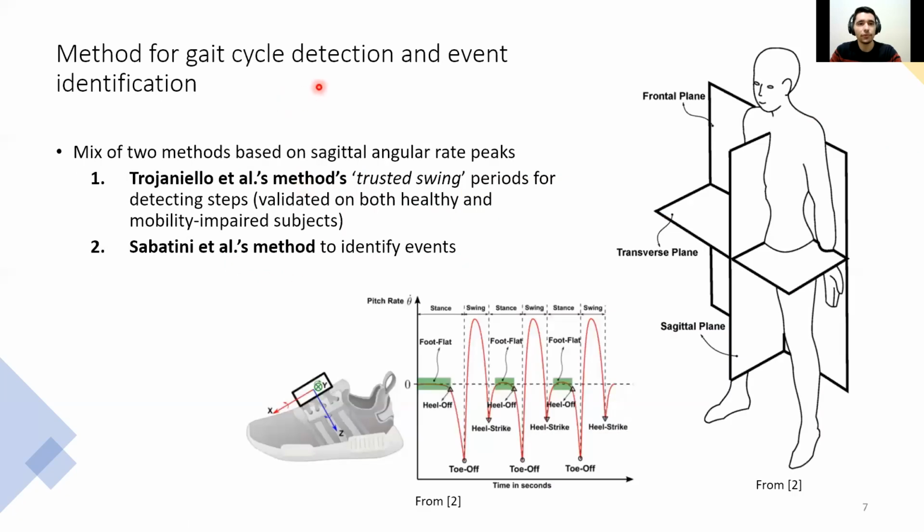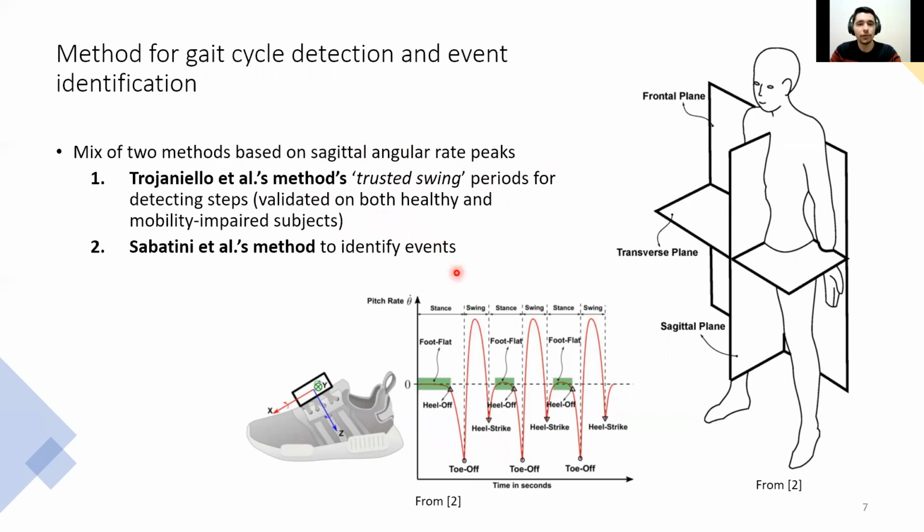Our method for gait cycle detection and event identification is actually a mix of two methods based on sagittal angular rate peaks. Here we have the sagittal plane, and we have all these positive and negative peaks here. First, we use Trojaniello's method's trusted swing periods for detecting steps. Now, Trojaniello validated this method on both healthy and mobility-impaired subjects.